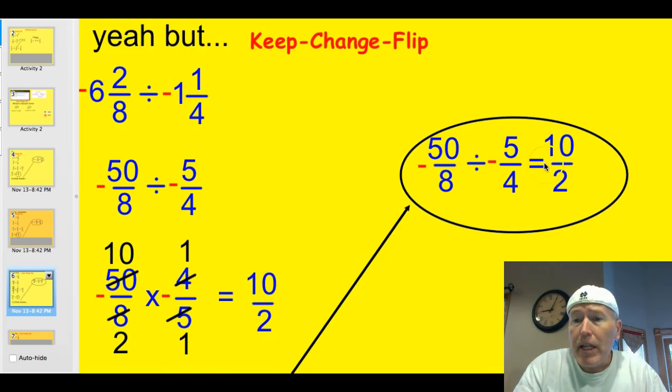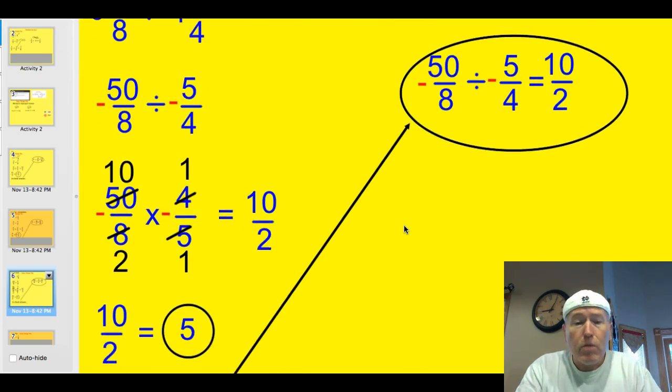Let's just take and put it back in and make sure I did my answer right. So we go back to that improper form, 10 halves. If I multiply 5 times 10, I got negative 50, and 2 times a negative 4 would be a negative 8. So I do have my negative 50 eighths there as well.